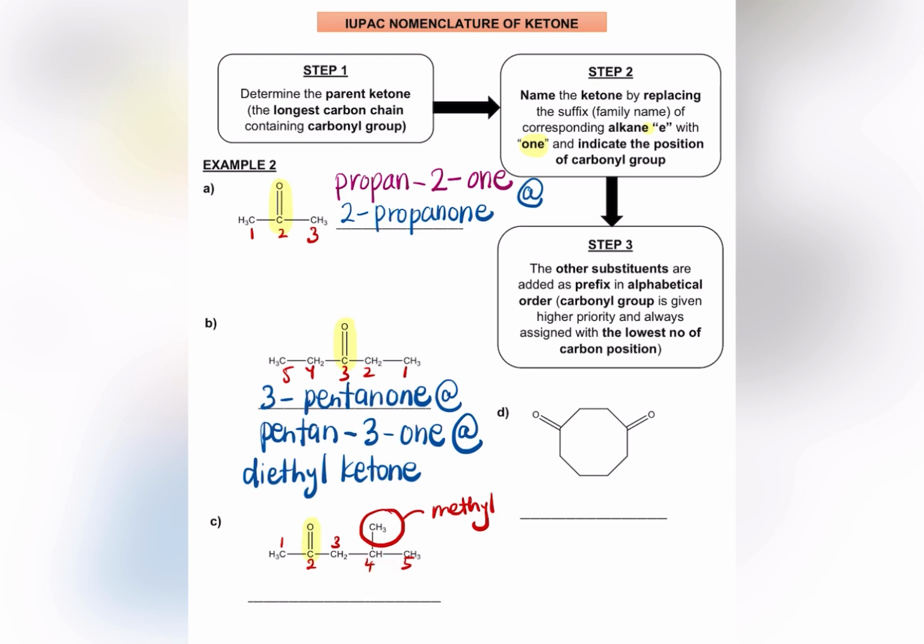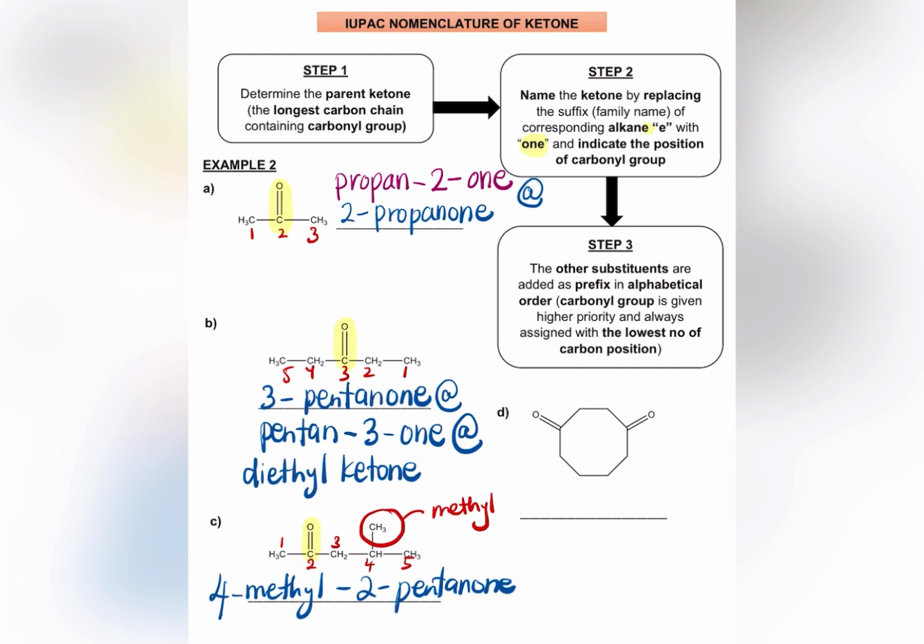So the full name for my parent is 2-pentanone, and I got 4-methyl for my substituent. So I'm going to write down the full name for that, which is 4-methyl-2-pentanone. Let's go to the last example.